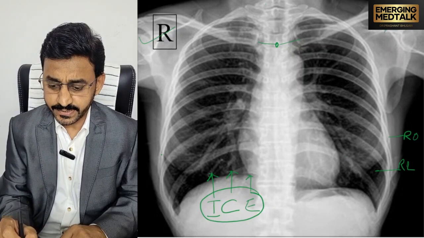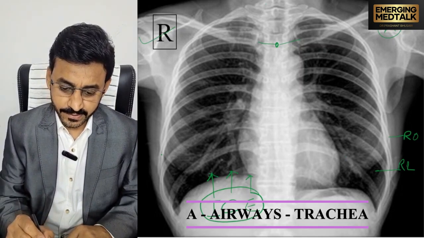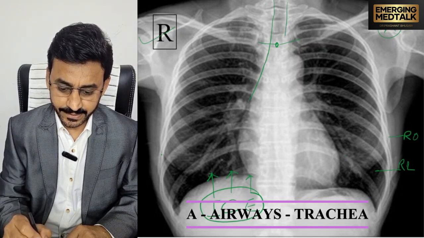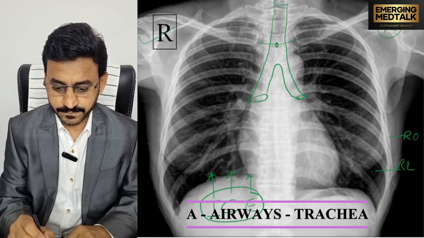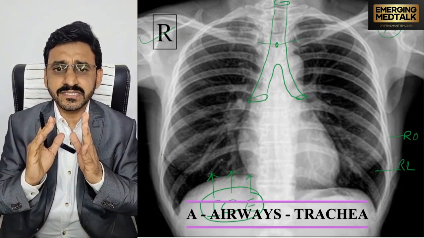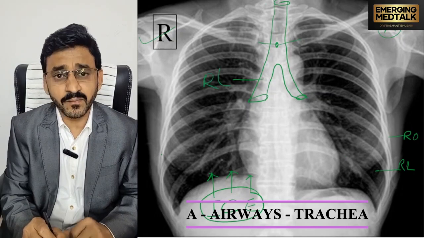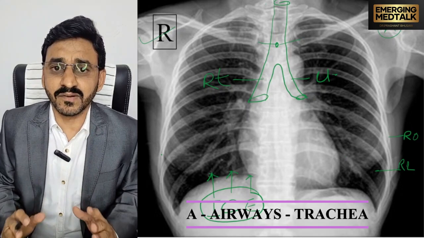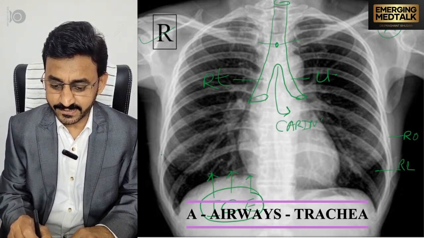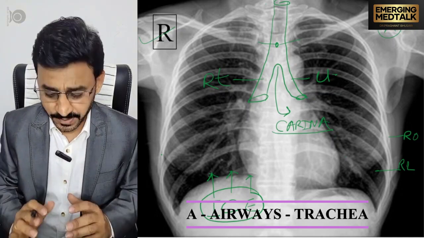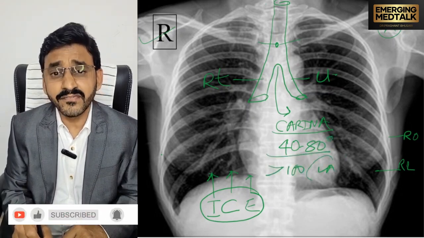So the approach is ABCDE. Here is A, airway, which is related to the trachea. Here we can see this translucent shadow in the midline. That is nothing but the trachea. It is a translucent, midline tubular structure in the upper part of the chest, and it bifurcates into the right principal bronchus and left principal bronchus at the level of around the lower border of the fourth thoracic vertebra. That angle of bifurcation we call the carina, like the keel of a ship, and the angle is around 40 to 80 degrees. If it is more than 100 degrees, there may be left atrial enlargement.